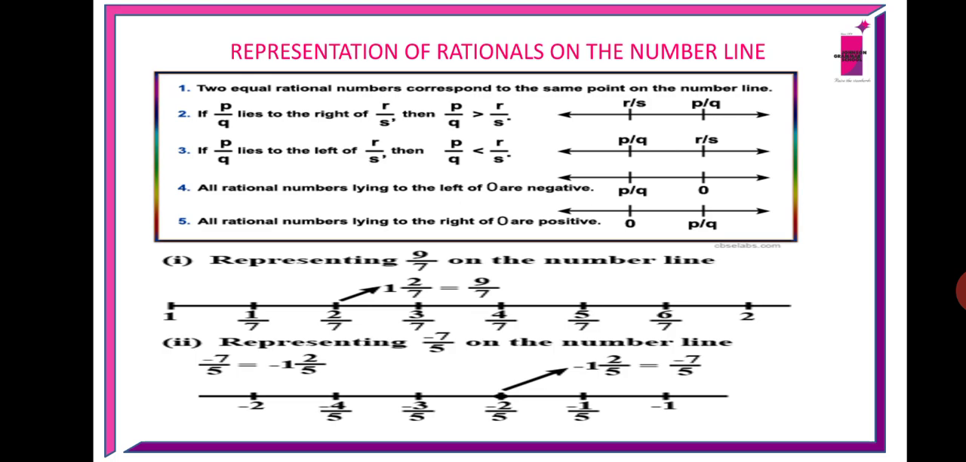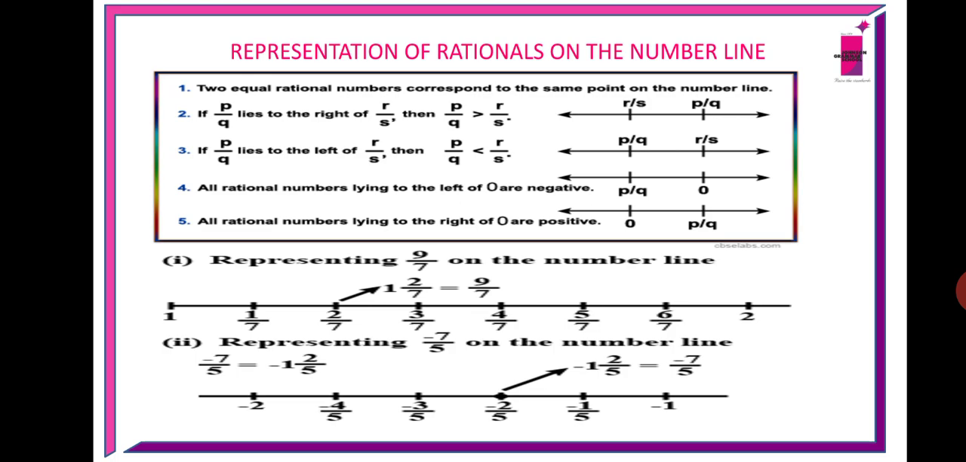Representing 9 by 7 on the number line. Now can you see, 9 by 7 is nothing but a mixed fraction. It is 1 and 2 by 7, which represents 9 by 7. That is, 9 by 7 is greater than 1 and less than 2. In between 1 and 2, you are going to make 7 equal parts. The second part is denoted with 9 by 7.